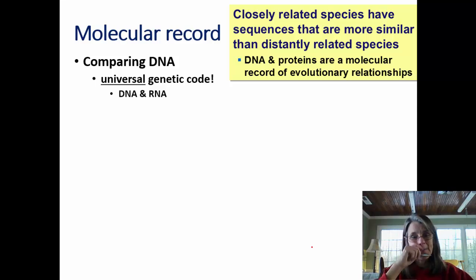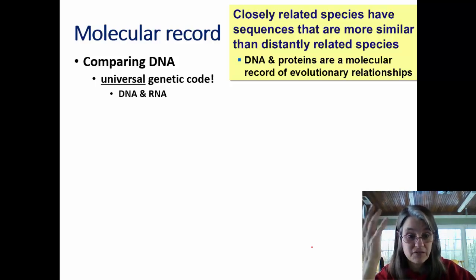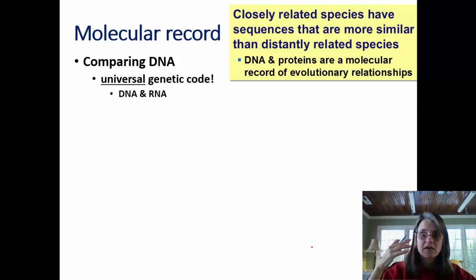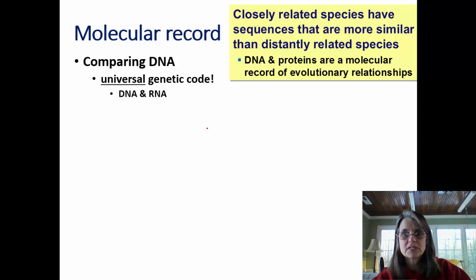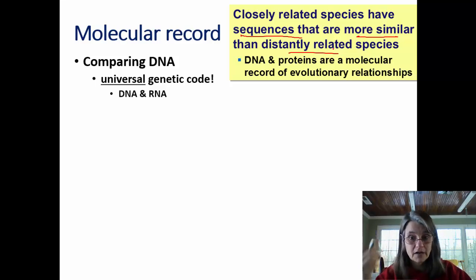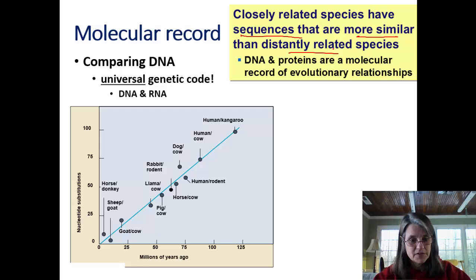Okay? That was comparing a protein common to all vertebrates, but of course we can also compare DNA, the fundamental genetic code. And closely related species have DNA sequences that are much more similar than distantly related species. DNA and proteins both can act as a molecular record of evolutionary relationships. What this graph shows is similarity of DNA. Actually, this is showing nucleotide substitution, so this is looking at differences in DNA and millions of years ago.